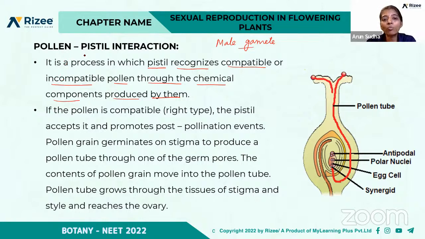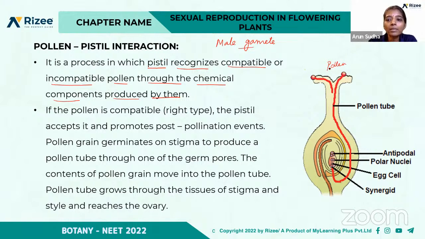So here, in the case of pollen pistil interaction, first the pollen comes and lands on the stigma, that is the female reproductive part. So this is the pollen, it lands on the stigma. This is the stigma, which is the female reproductive part, right? It is the process in which the pistil recognizes whether the pollen is compatible or not. Because when the pollen lands on the stigma, that pollen may be either of the same species or of a different species. That is, it may be either compatible or not compatible. So that is recognized by the pistil.